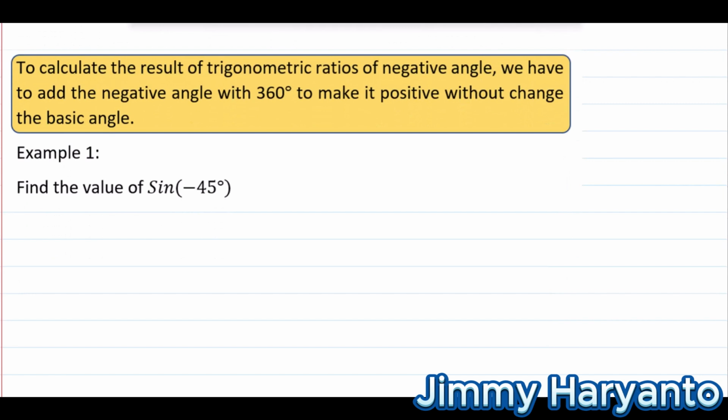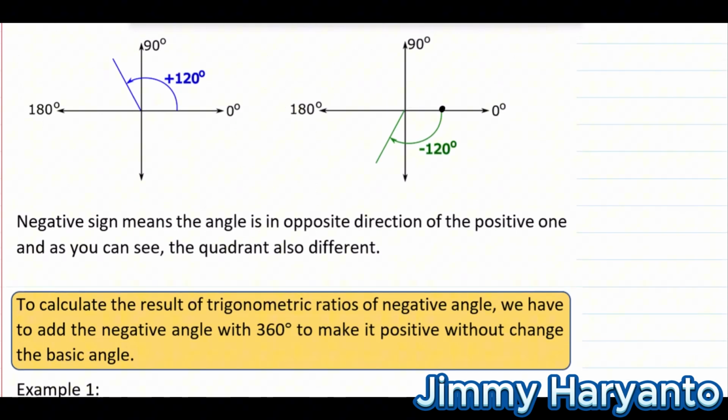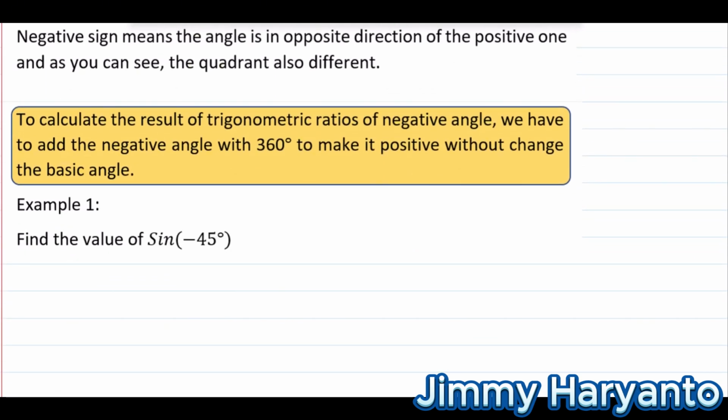Next, to calculate the result of trigonometric ratios of negative angles, we can make them positive first by adding 360 degrees to the angle. Because 360 degrees means one rotation, it will not change the value of the angle itself.